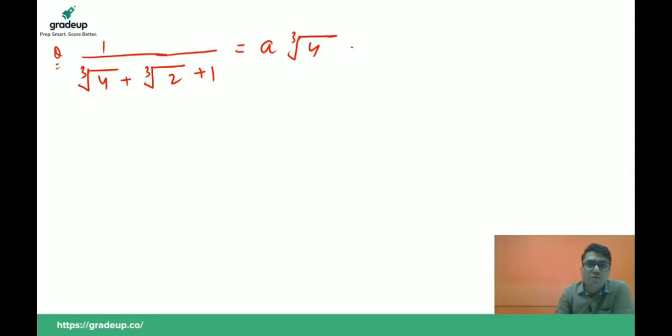Now the question is: 1 upon cube root of 4 plus cube root of 2 plus 1 is equal to A cube root of 4 plus B cube root of 2 plus C. Find the value of A, B, C. You have to find the value of A, B, C.